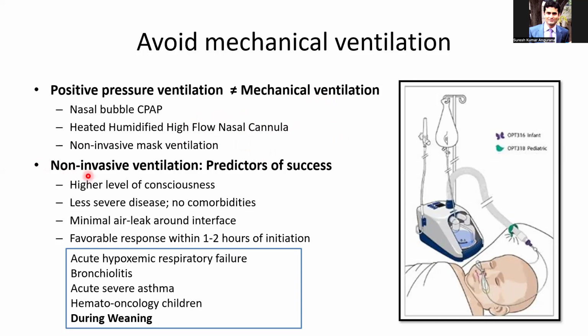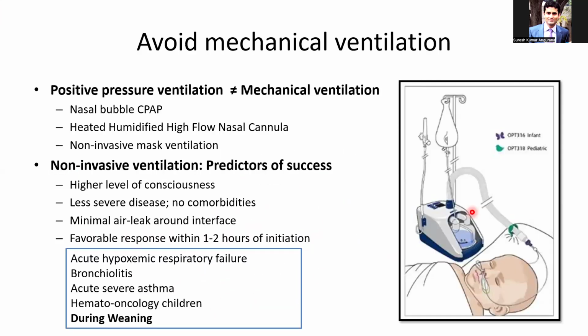Predictors of success in non-invasive ventilation include: the disease is less severe, there are no comorbidities, the interface is tightly fitting with no air leak, and there is a response within 1 or 2 hours of NIV. If these are the parameters, then we are sure that non-invasive ventilation is going to succeed. Common conditions where non-invasive ventilation can be used are bronchiolitis, asthma, pneumonia, hemato-oncology, and during weaning.